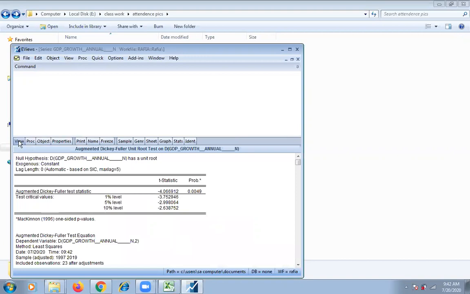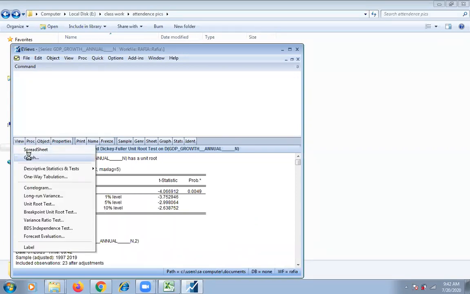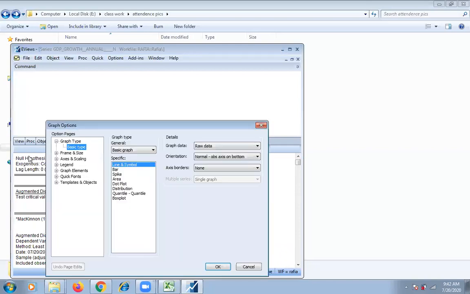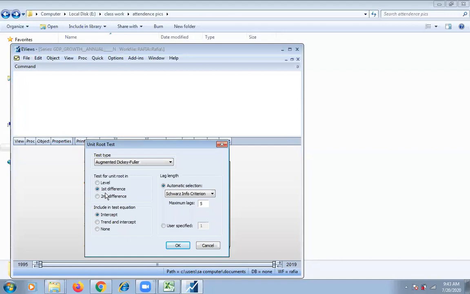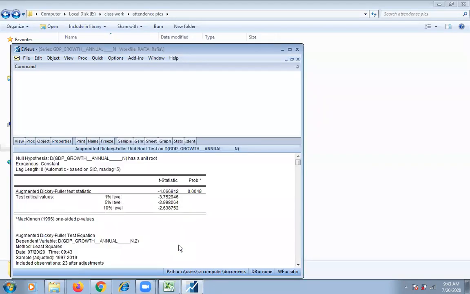You can check here the graph. Graph has no trends. Therefore we take the unit root test at first difference, because at level there is no trend of any kind here, so we check stationarity at first difference. This is our outcome at first difference.